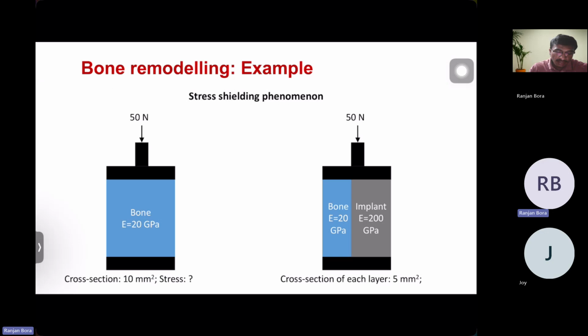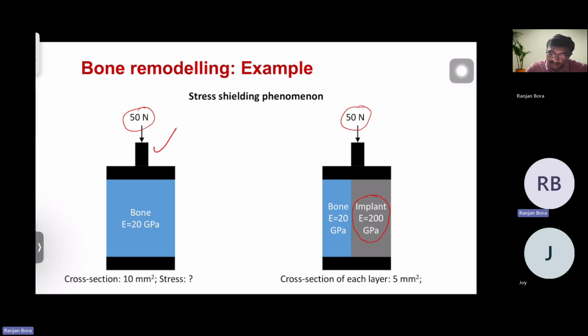So in the first figure, you can see this is an intact healthy bone. Like there is no implant. And in the second figure, you can see there is one implant, means one implant is put in the bone. So initially, the same amount of load is acting, 50 Newton and 50 Newton. So what happens to the load carrying capacity? In the first case, the bone is carrying the whole 50 Newton of load. But in the second case, this 50 Newton is getting divided between the bone and the implant. So we need to find out those values.